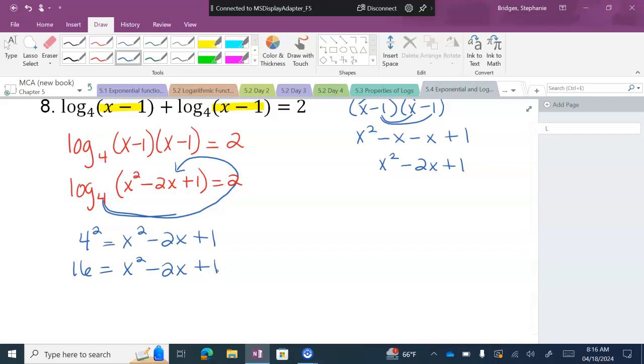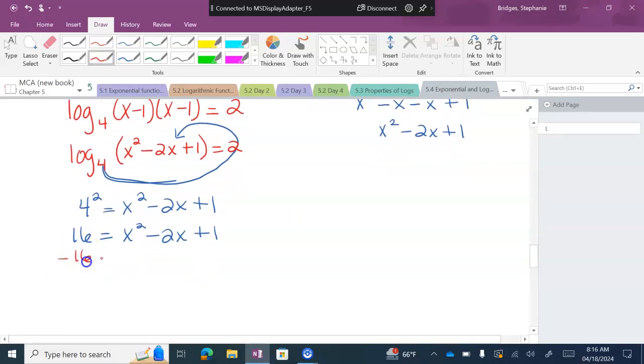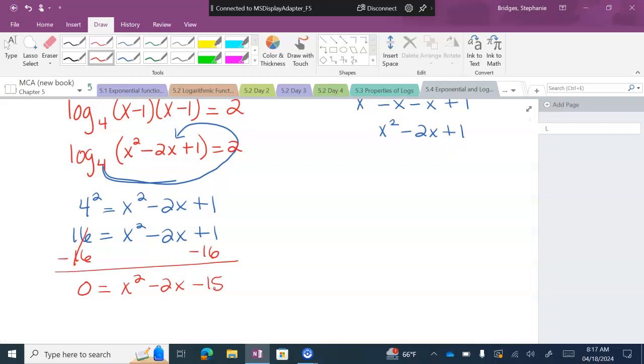How do you think I'm going to have to finish solving this thing? We're going to have to factor. And if we factor, we have to get it equal to 0. So let's start by moving our 16 over. I subtracted over my 16. That gave me x squared minus 2x minus 15. What I need you to do is finish solving that. Factor that for me.